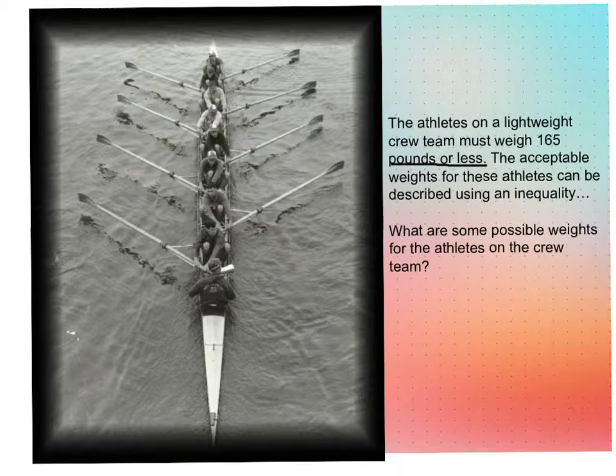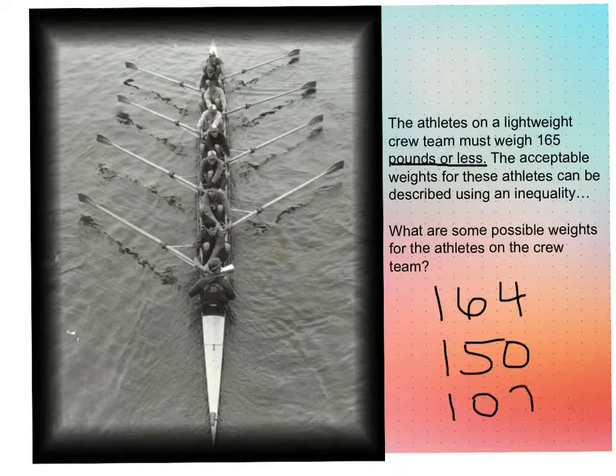The acceptable weights for these athletes can be described using an inequality. But before we start doing that, because we haven't even discussed what inequalities are, what are some possible weights for the athletes on the crew team? Well, if they cannot be any more than 165, they could be 164 pounds. They could be 150 pounds. They'd be 102 pounds. Try to think of some other numbers that they could be.